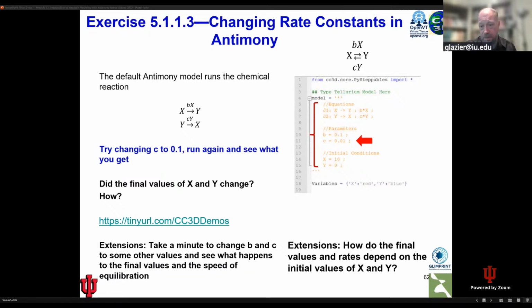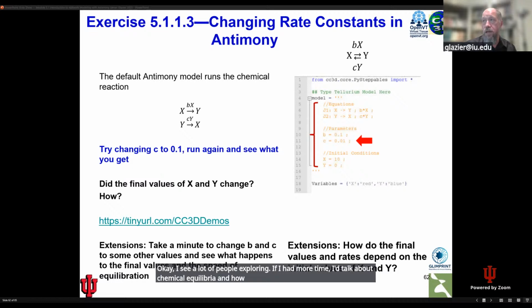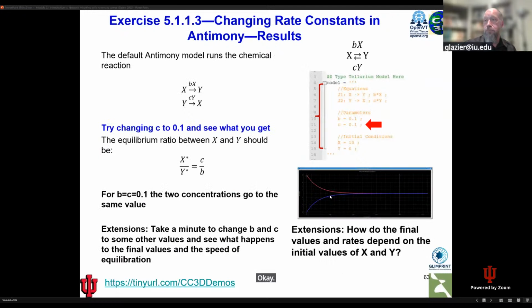Okay, I see a lot of people exploring. If I had more time, I'd talk about chemical equilibria and how those equilibrium values depend on the values of B and C. And this is an exercise that could do that. So this is the result. The equilibrium value of X and Y is C over B. So you should see that that equilibration curve changes.